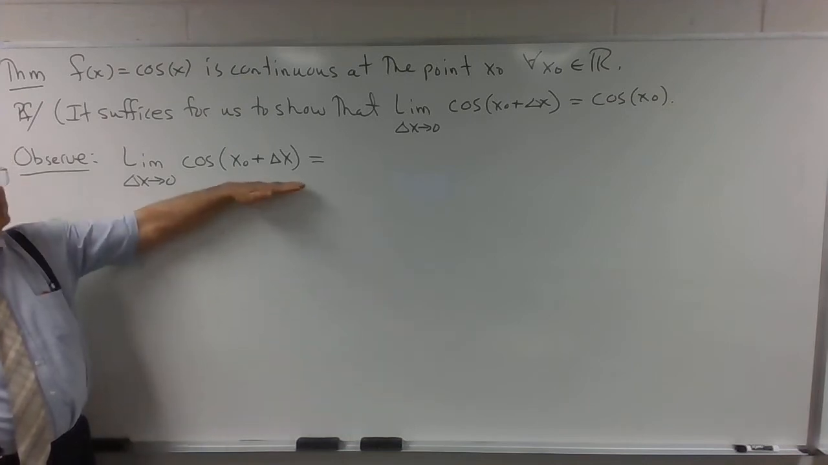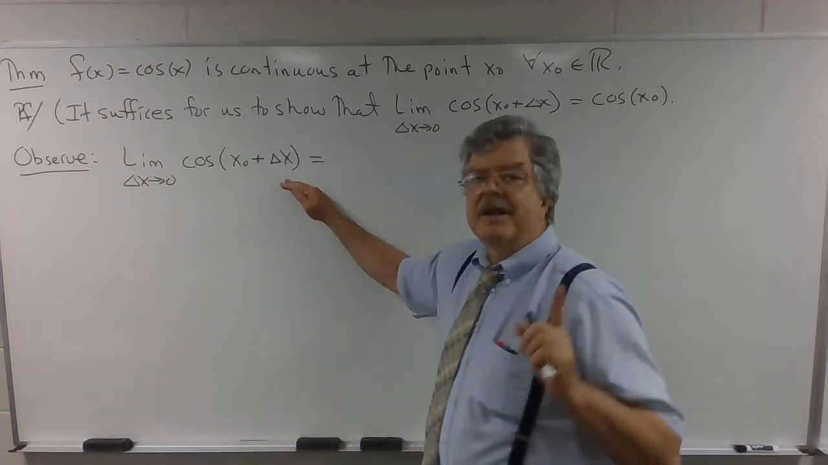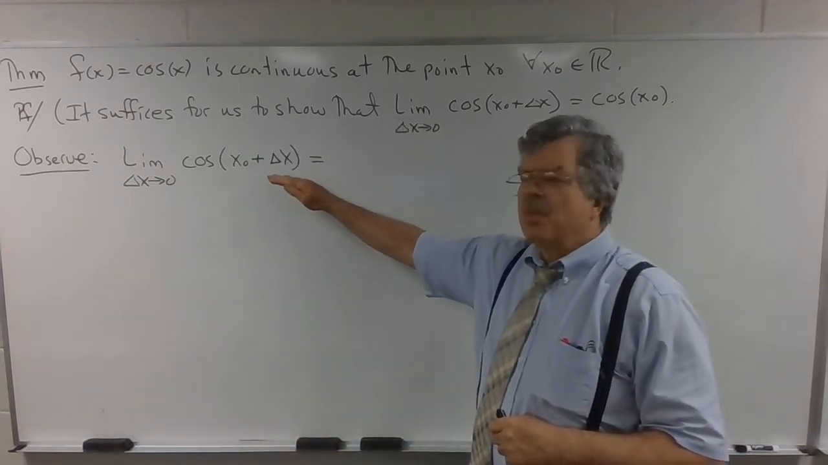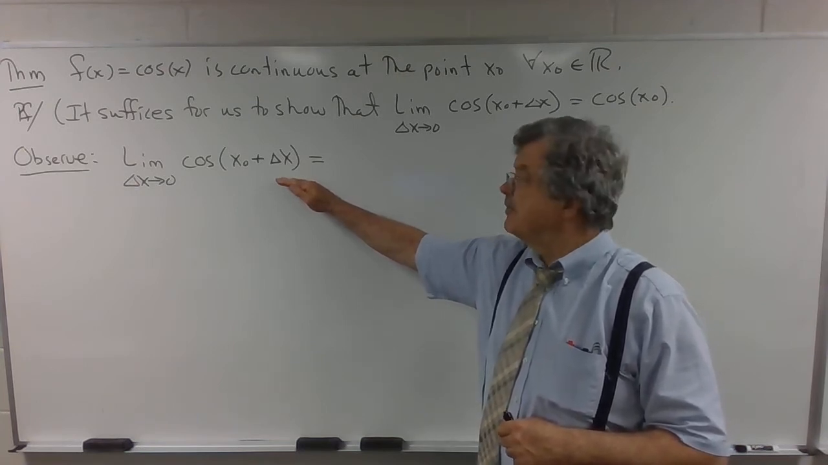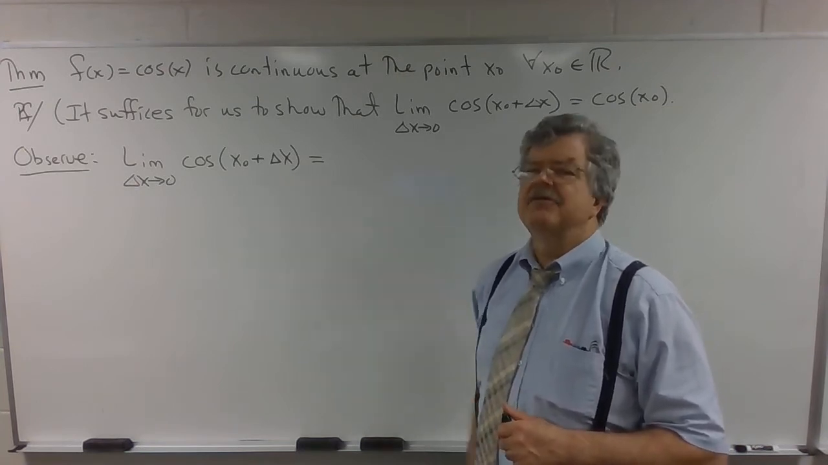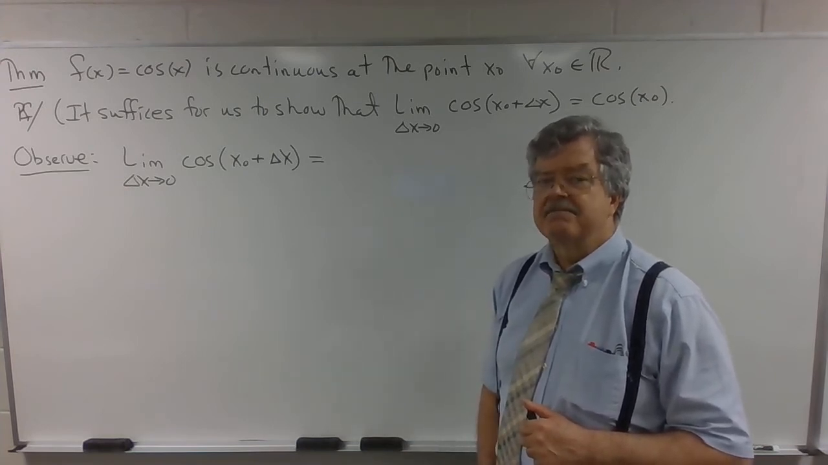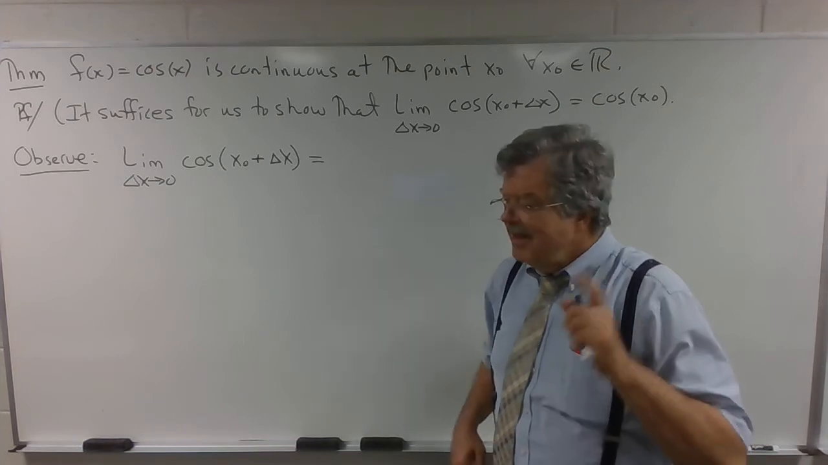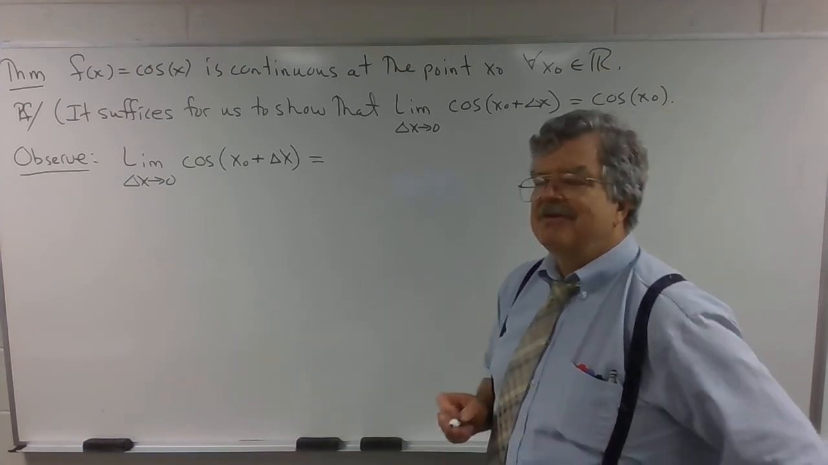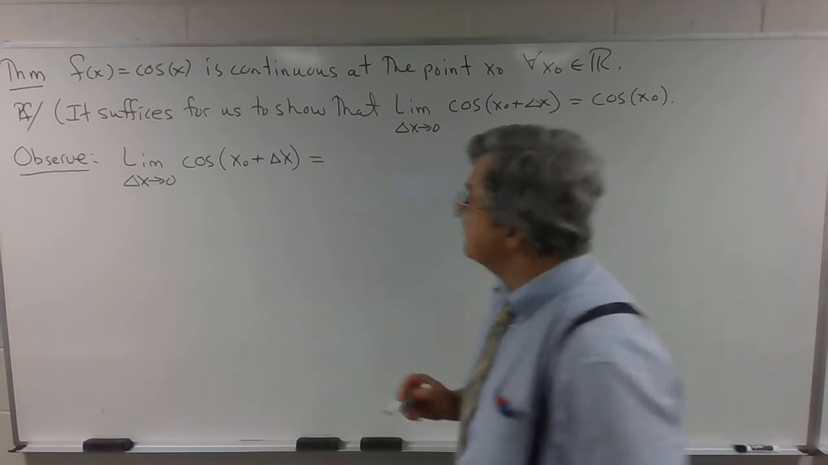Okay? Before I take this next step, I'm going to ask you, what do you think I should do in this next step? What do you think our next step should be? Think about it for a second. Give it some thought. Do you have an answer? If you said use the trig formula for the cosine of the sum of two angles, you're right.